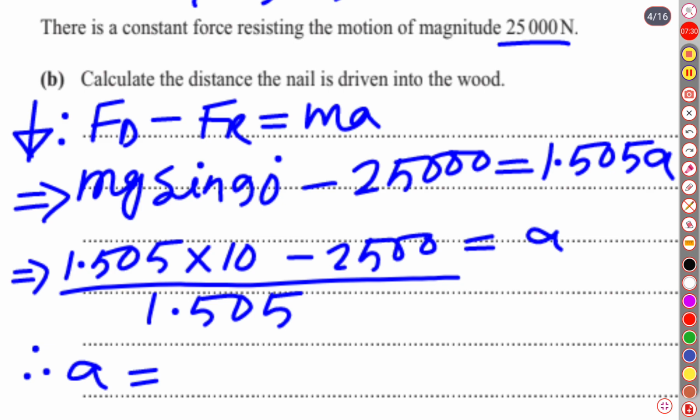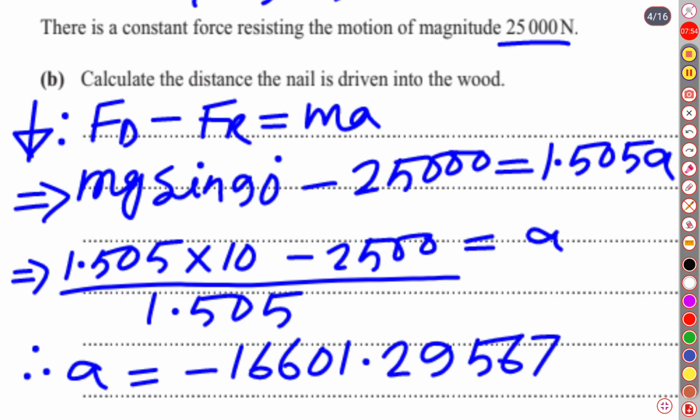Using our calculator, we get the acceleration is equal to negative, it must be negative, 16601.29568 meter per second square. This is our acceleration. I have taken more digits than necessary so that we get a more accurate answer.